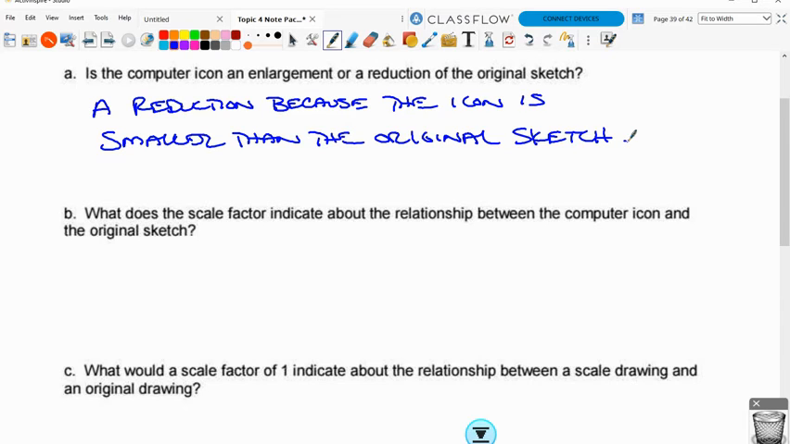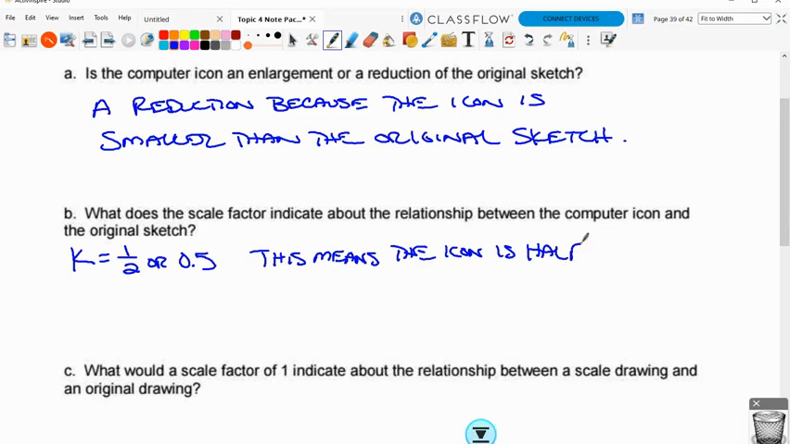Letter B says, what does the scale factor indicate about the relationship between the computer icon and the original sketch? Well, remember, we had K equals 1/2, or the same thing as 5/10. That was our scale factor here. This means that the icon is half the size of the original sketch.